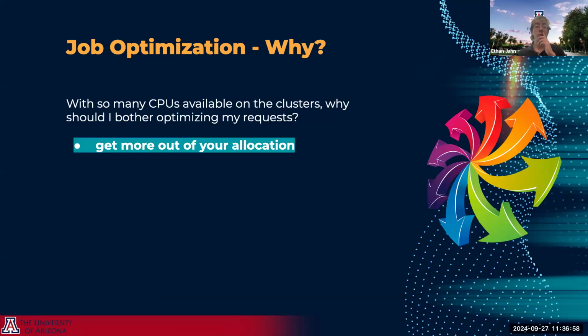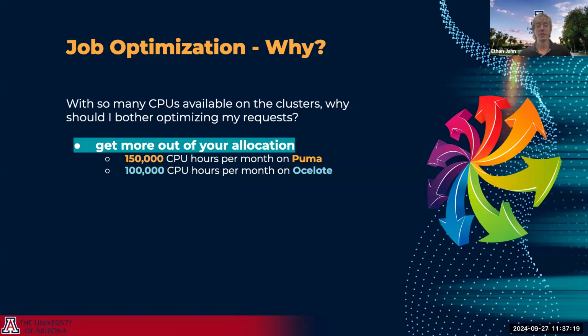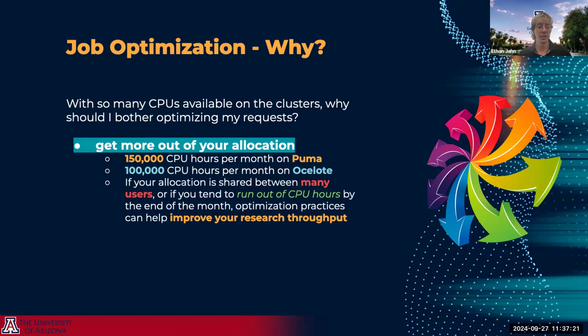So first of all, you can get more out of your allocation. It is a finite amount. So if you find that your group is running low, it's a good thing to think about how to get more out of it. So 150,000 CPU hours per month on Puma sounds like a lot, but if you're running jobs with hundreds of CPUs for hundreds of hours, you'll hit that limit pretty quickly. And 100,000 CPU hours per month on Ocelote. So if your allocation is shared between many users, or if you tend to run out of the CPU hours, these optimization practices can help improve your research throughput.